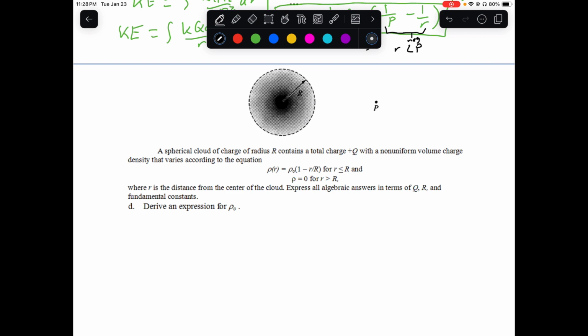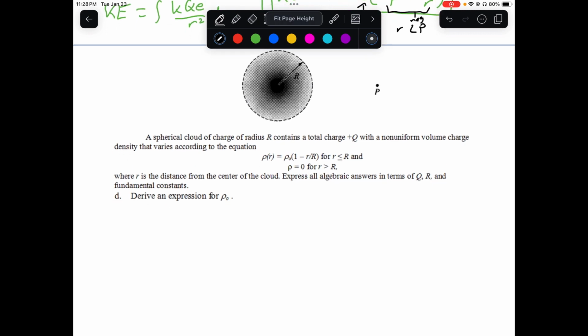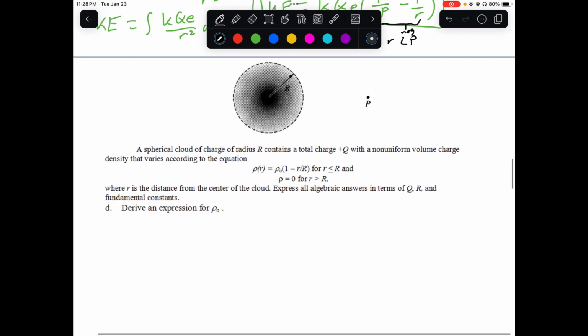All right, let's see what we've got next. Part D: we're supposed to derive an expression for rho naught. That's the volume charge density, or at least the initial volume charge density, where the volume charge density is a function of rho naught and 1 minus little r over big R for as long as we're inside the cloud. So where do we even start this?